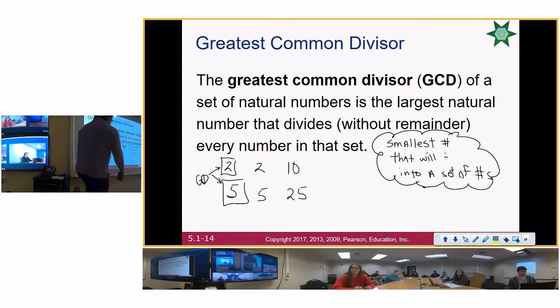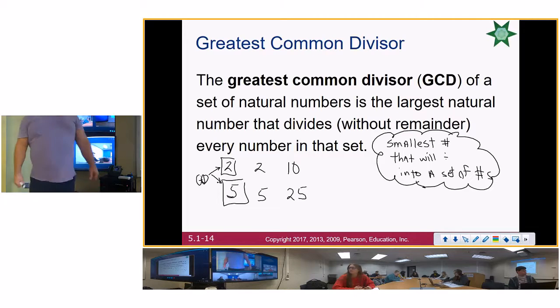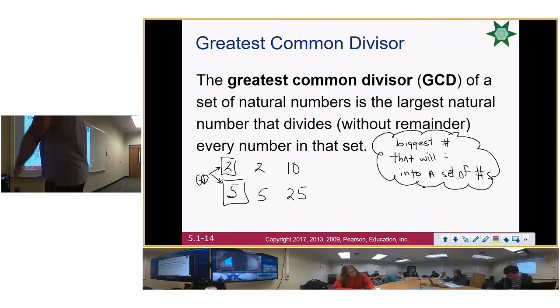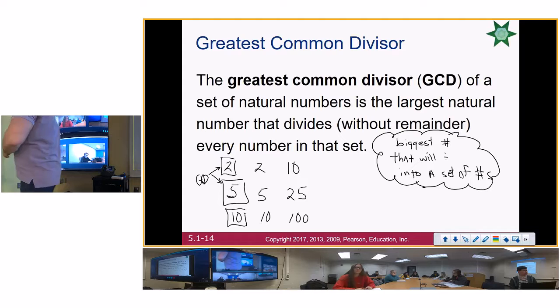That is the biggest number that will go into, did I say biggest or smallest? I said smallest. The biggest. I'm thinking of the least common multiple. The biggest number that will divide into a set of numbers. Okay? Now, what if I gave you 10 and 100? Again, the biggest number that will go into both is 10. So those are examples of the greatest common divisor.